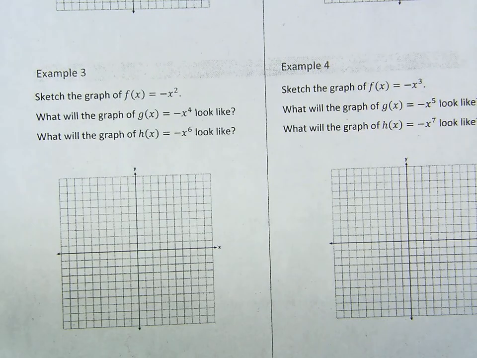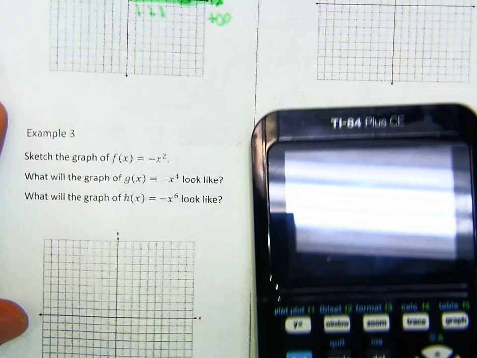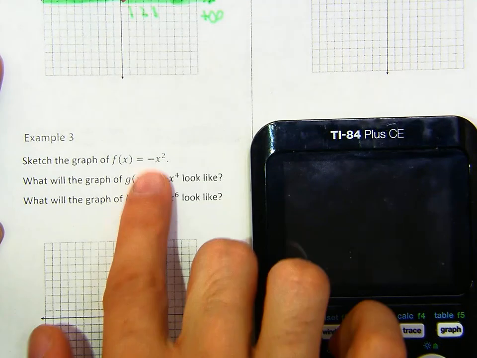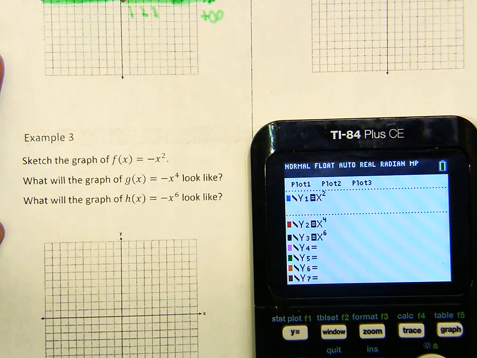Now, if you want to see how I do it very quickly, let's just go to our calculator and graph this. So predict what's going to happen. So y equals, I could just change this. Negative x squared. Let's see the next one.